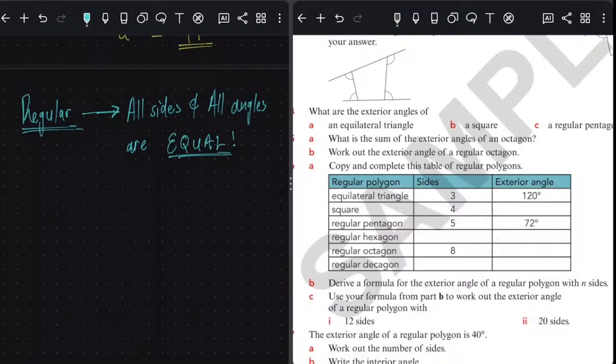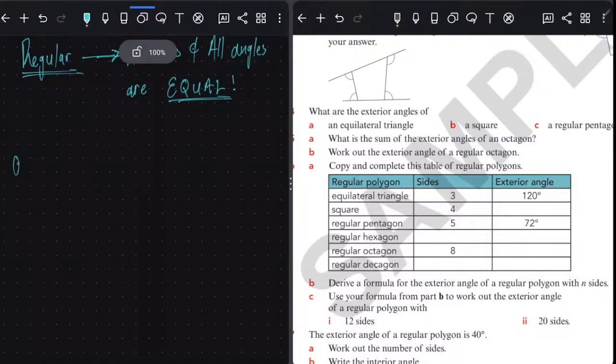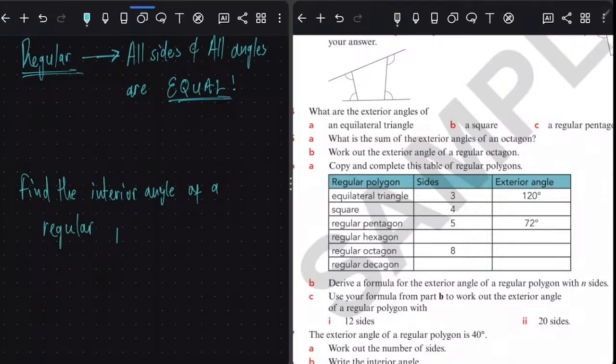So if it has 3 sides, all sides are equal. If it has 5 sides, all sides are equal, and all angles will be equal. So can you tell me, find the interior angle of a regular pentagon. Or they just say, find the angle of a regular pentagon.